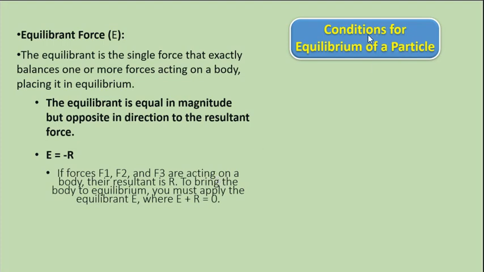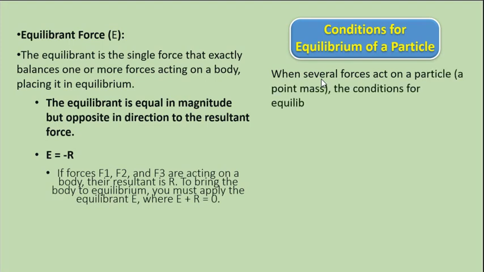Now that brings us to the conditions for equilibrium of a particle, conditions for equilibrium of a body. When many forces act on a particle at a common point, at a single point, the conditions for equilibrium are: number 1, the vector sum of all the forces must be 0. We have said that already. The vector sum of all the forces must be 0.